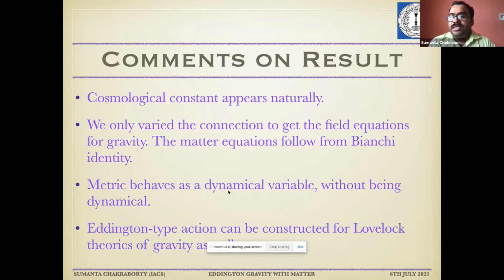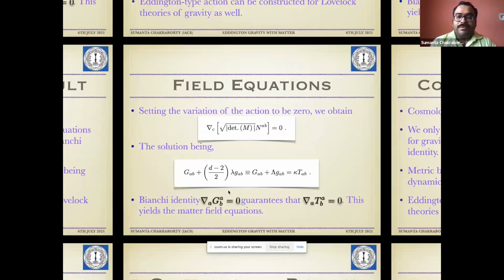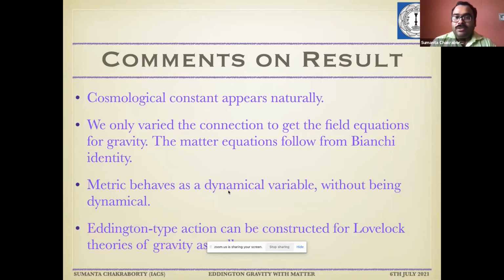Second, we varied only the connection, nothing more, in order to get the field equations for gravity, and the matter equations follow from the Bianchi identity itself. Thirdly, finally, we have the metric as a dynamical variable, in the sense that in this Einstein's equation, we can identify the metric and the fact that it depends on double derivatives of the metric and so on. However, it is really not dynamical because in the action, we have not varied the metric in any way. So it's like a dynamical variable, which is not dynamical.